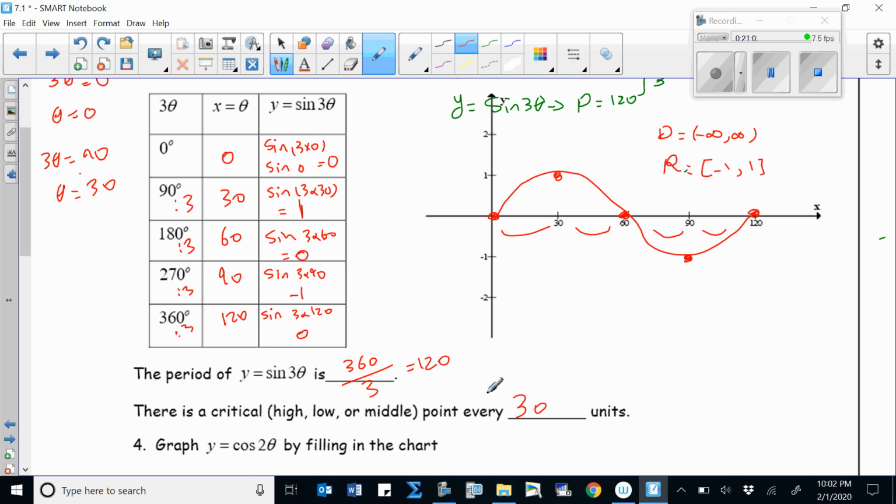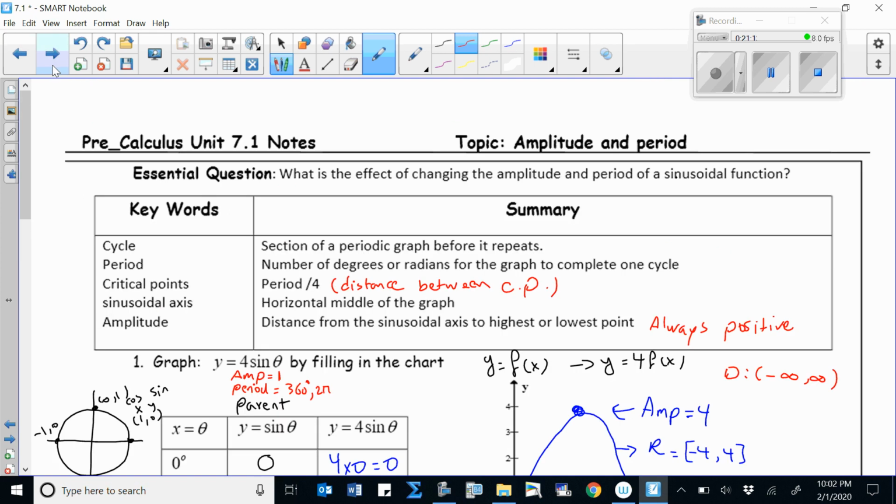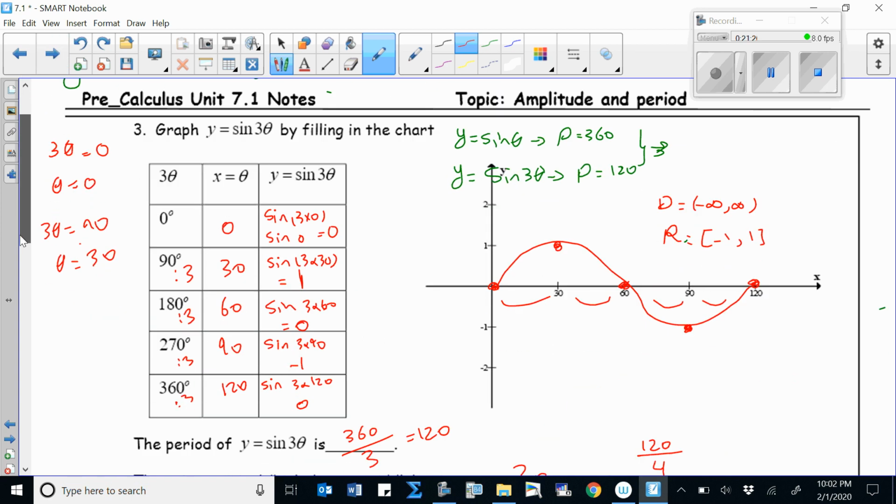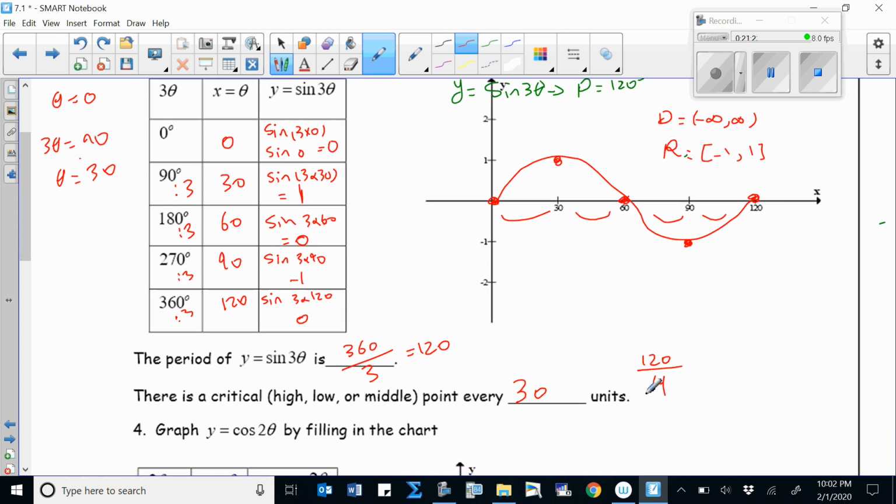How do we find that? We can say if the period of the function is 120, we divide that by 4. We learned this in the previous page over here. To find the critical points, we take the period and divide that by 4. So here again, we did the same thing. 120 divided by 4 gives us 30, which is the distance between the critical points. That's how we can find the critical points.